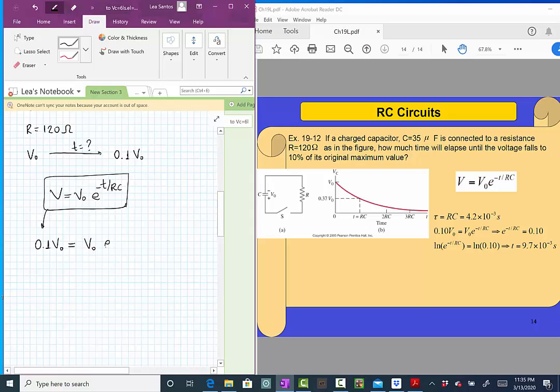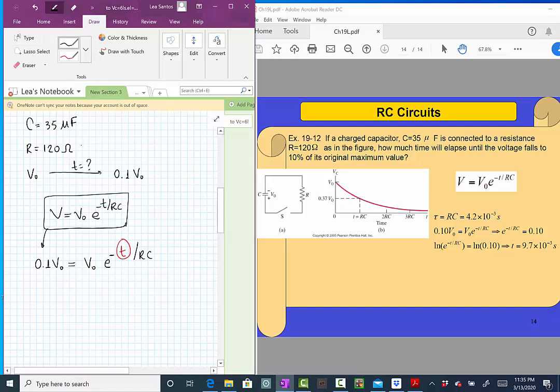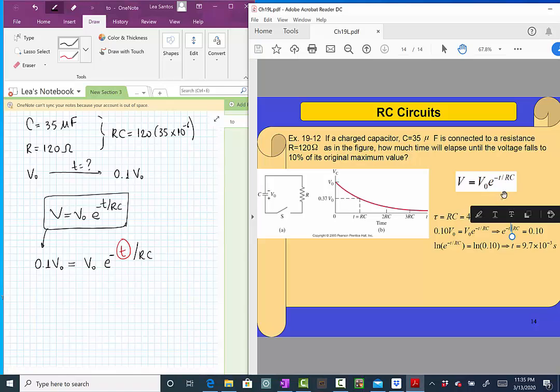What is my unknown? The time. So exponential to minus this time. I'm going to put the time in red because this is my unknown. Divided by RC. Well, what is RC? We have that R is 120 ohms. We have that C is 35 microfarad. So we can obtain what this RC is. So R is 120 multiplied by 35 times 10 to the minus 6. If you do this calculation, you're going to get this result here, 4.2 times 10 to the minus 3.